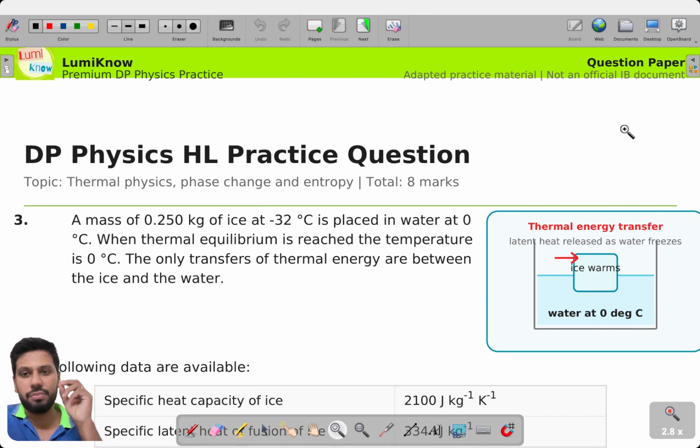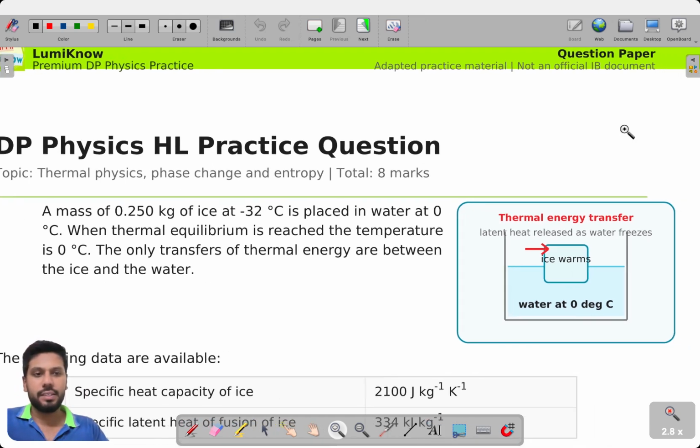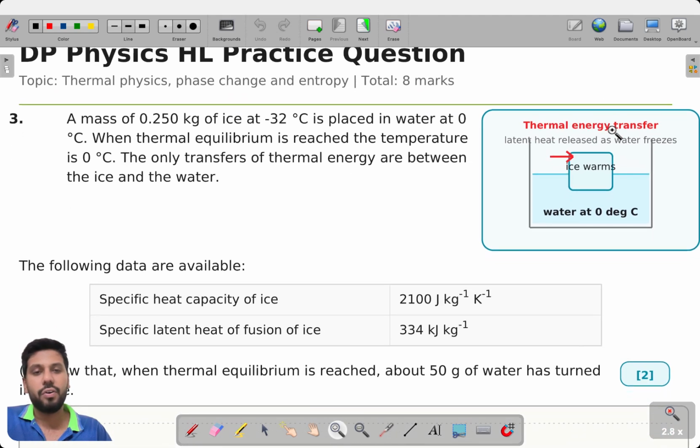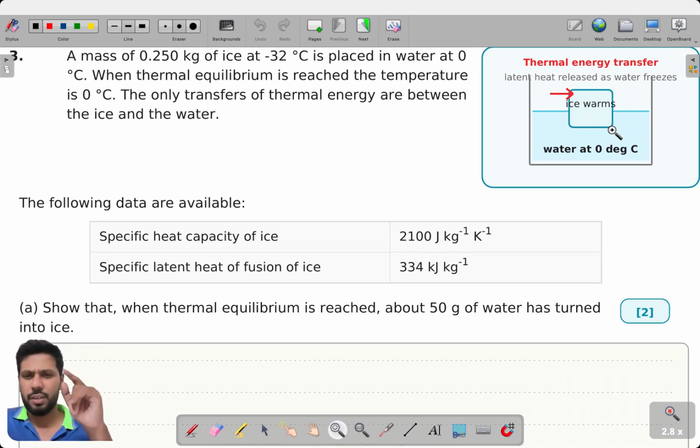This question is about thermal physics, phase change, and entropy. Totally, it is 8 marks. Okay, let's understand this question. A mass of 0.25 kg of ice at the temperature of minus 32 degrees Celsius is placed in water at 0 degrees Celsius. The mass of the ice is also given. When thermal equilibrium is reached, the temperature is 0 degrees Celsius. The only transfers of thermal energy are between the ice and water. The following data is available to you: the specific heat of ice and the latent heat of fusion of ice.